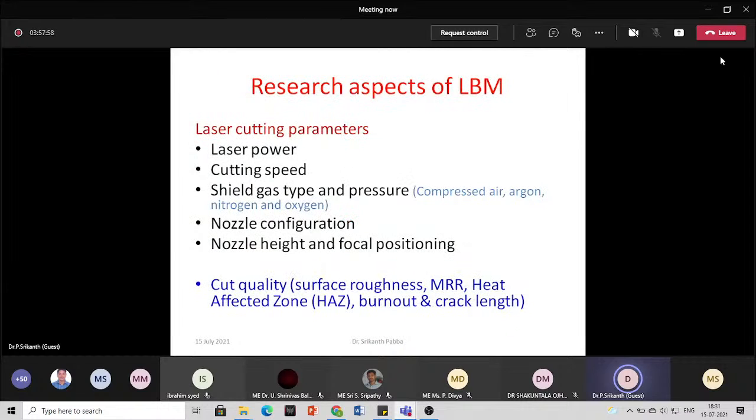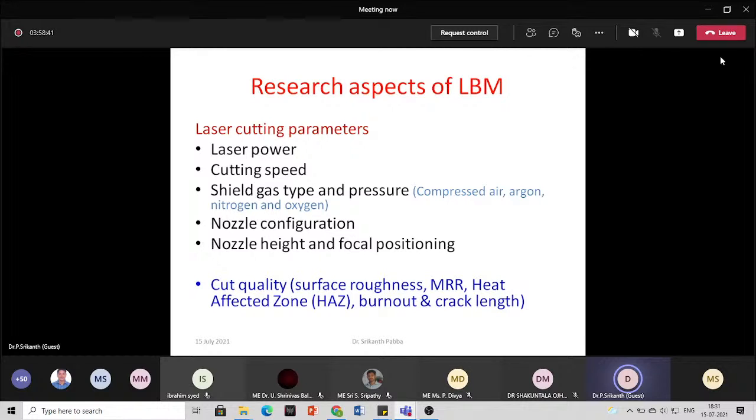So what are the research aspects of LBM? I'm not going into the basics, because most of us are teachers and we know the simple principles. But what are the research aspects being carried out in the literature review? Most of the papers focused on laser cutting parameters: the laser power, and its influence on metal removal rate, the cutting speed on the finish as well as the metal removal, and the shield gas type and pressure.